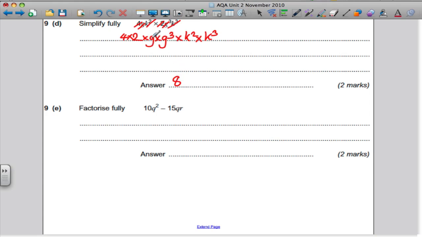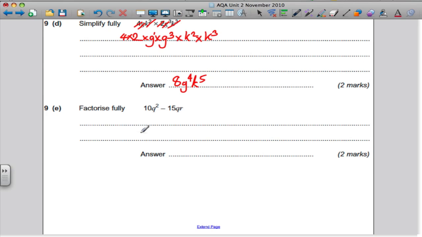g times g cubed, well that's like g to the power of 1 times g to the power of 3, so add the powers and you get g to the power of 4. k squared times k cubed is k to the 2 plus 3, which is k to the 5.